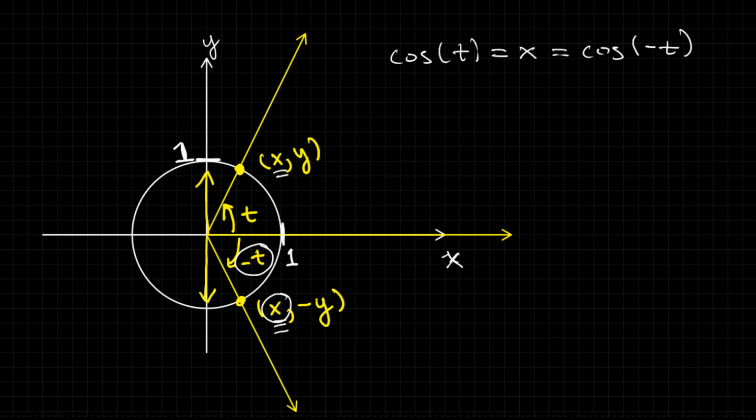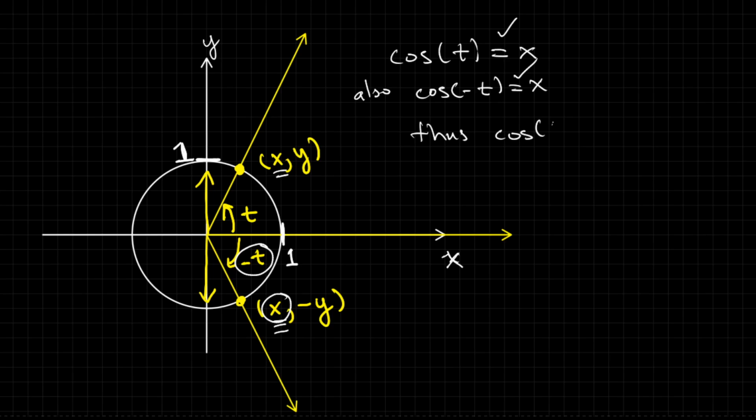So there's two things going on here, and perhaps I should write this in a couple different steps. The first is that cosine of t is x, and also cosine of minus t is equal to x. So cosine of t and cosine of minus t are equal to the same thing, so that means cosine of t is going to be the same as cosine of minus t. Let's take a look at what happens for sine.